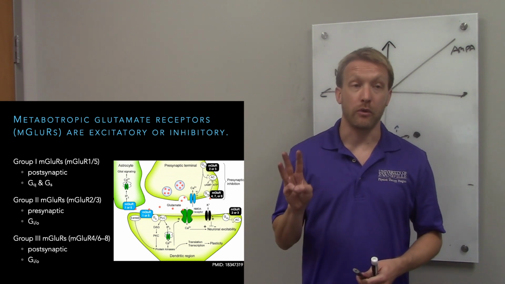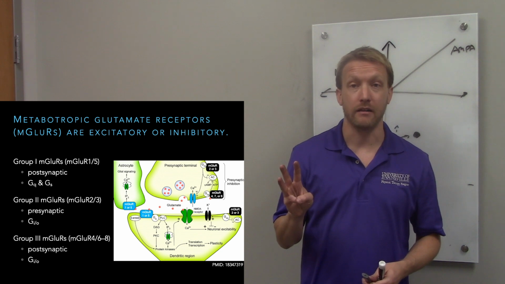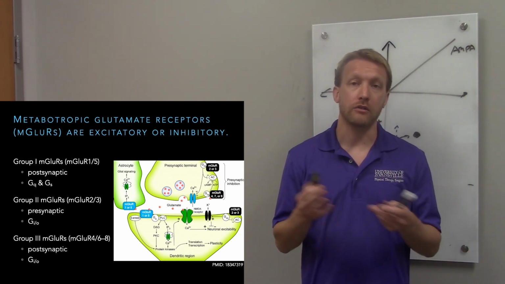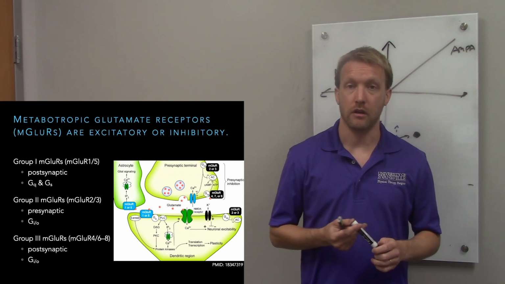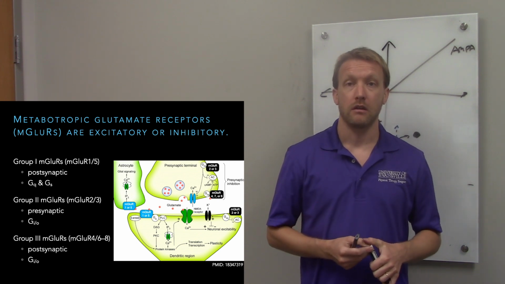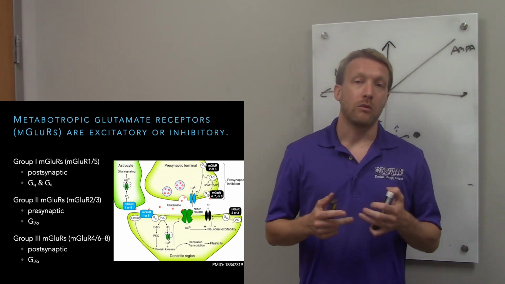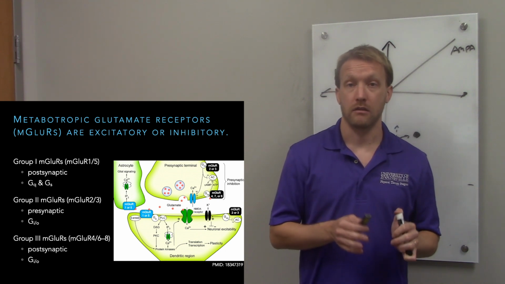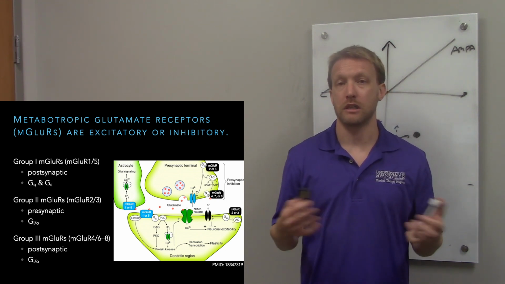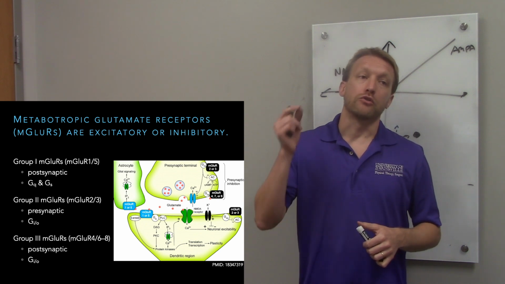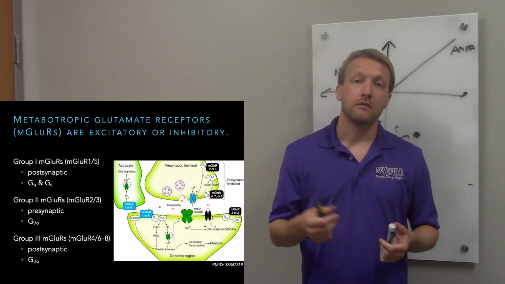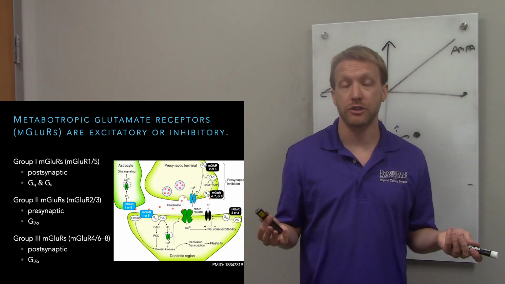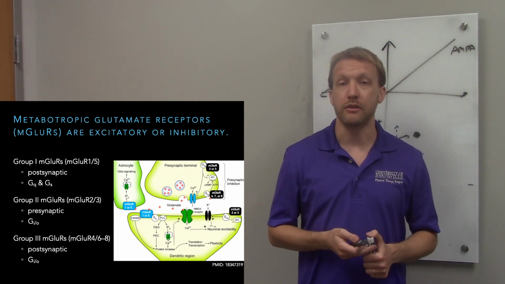Group 2 and 3 are both inhibitory because they use Gi or Go. They're exactly the same thing. Either Gi or Go coupled GPCRs. So I don't know why Go is there. It's not different at all. Both Gi and Go inhibit adenylyl cyclase. So I usually just say Gi. Group 2 is found presynaptically. Group 3, postsynaptic. So depending on what mGluRs you have, glutamate could actually inhibit you.